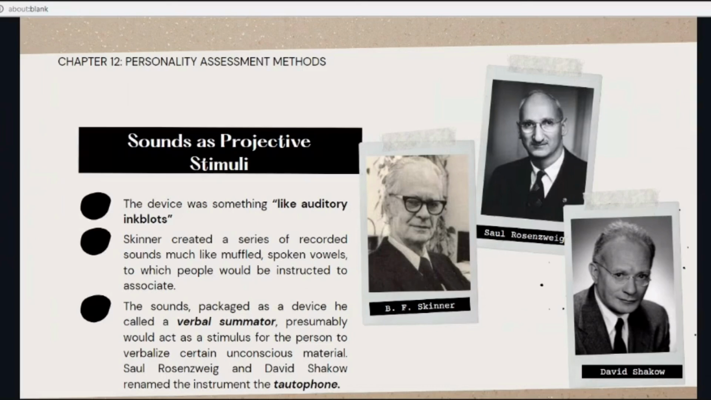Tapos kaning verbal summator, rename to siya as the instrument na Tautophone siya. Tautophone na ang tawag niya. So, rename siya ni Saul Rosenzweig and David Shakow. So, this tautophone presumably would act as a stimulus for the person to verbalize certain unconscious material from the sounds that was heard by the test taker.